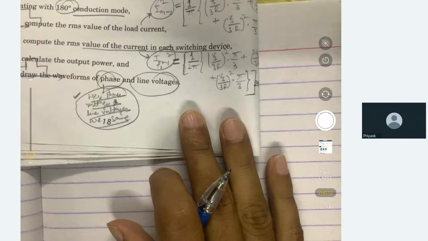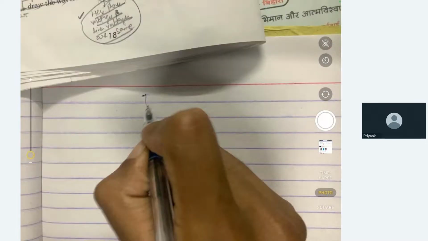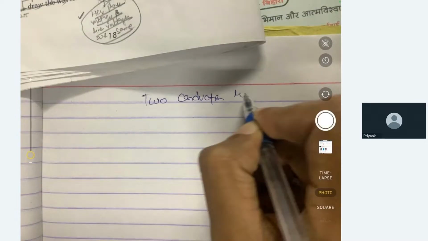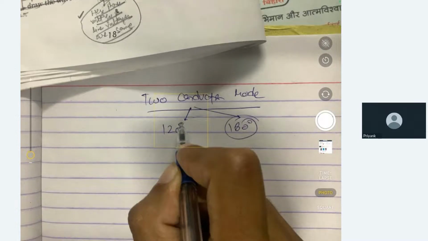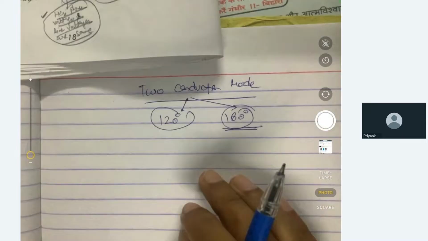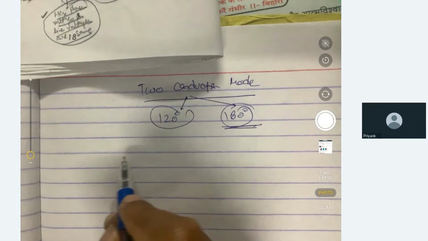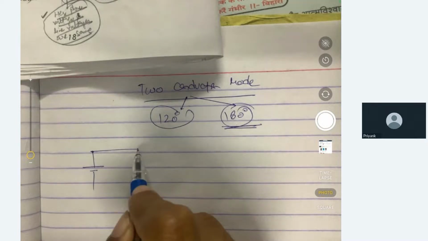So the H bridge inverter is there. In the three-phase bridge inverter, there are two conduction modes. One is the 120 degree conduction mode, and the other is the 180 degree conduction mode. This year they have asked about the 180 degree conduction mode. Actually, if we say, it is the opposite of the phase controlled rectifier. So we have a switch here.